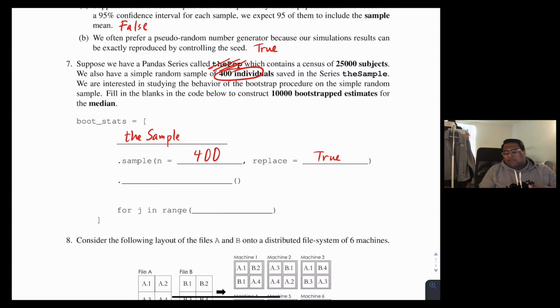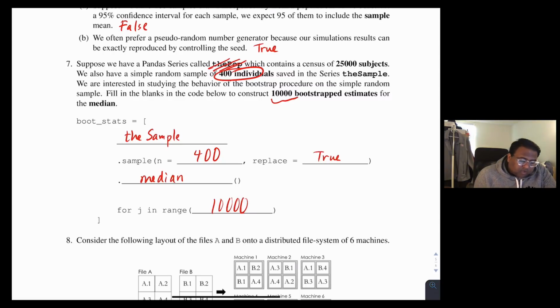Okay? And again, if replacement were false, then each of these resamples would be equal to the original sample. That's why bootstrapping only makes sense if you do it with replacement. Okay, and so now we have all of these samples, and the statistic we want is the median. And so we do dot median for j in range. Now, how many times do we want to resample and compute a median? We're told we want to do that 10,000 times. Okay, so for j in range 10,000.